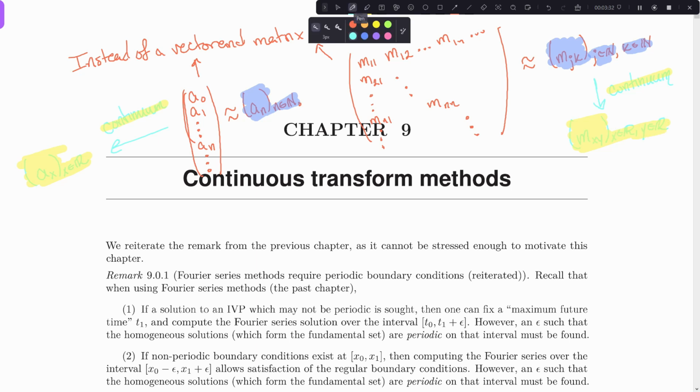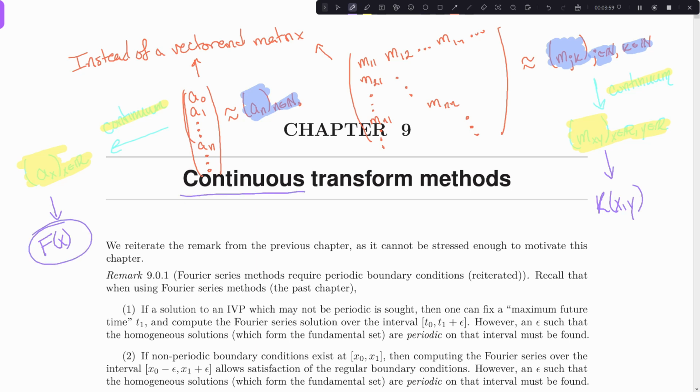And I'm going one step further. What am I really trying to do here? This is just a function of x. This is, I'm going to call it k of x and y. We call that the integral transform kernel. But in some sense, what's happening is that the continuum version of functions as vectors is just a new function, and the continuum version of matrices is a two-dimensional function.